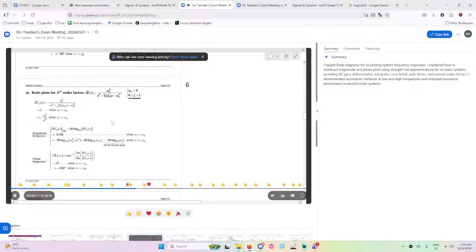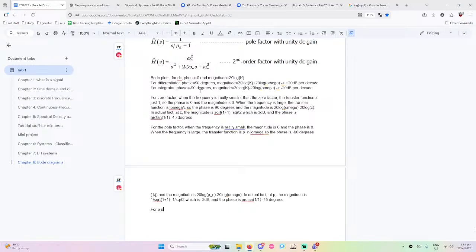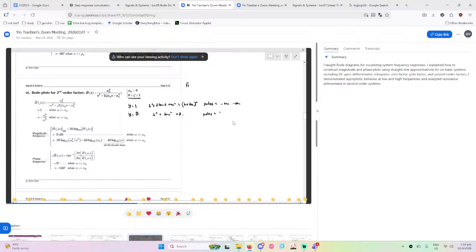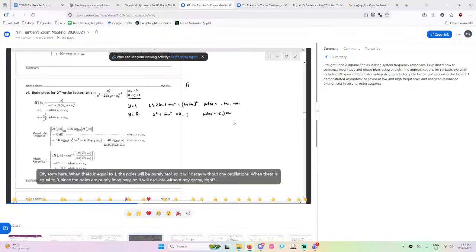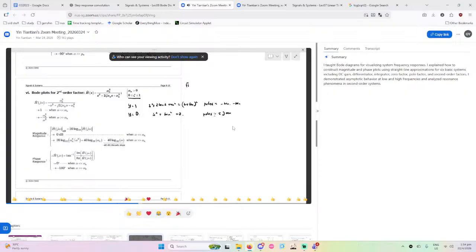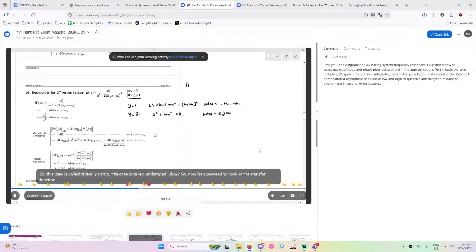When theta is equal to 1, what are the poles here? We will have s squared plus 2 omega n s plus omega n squared, which is (s plus omega n) squared. It means that the pole is equal to minus omega n, repeated. When theta is equal to 1, the poles will be purely real, so it will decay without any oscillations. When theta is equal to 0, since the poles are purely imaginary, it will oscillate without any decay, right? So this case is called critically damped. This case is called undamped. Okay. So now let's proceed to look at the transfer function.